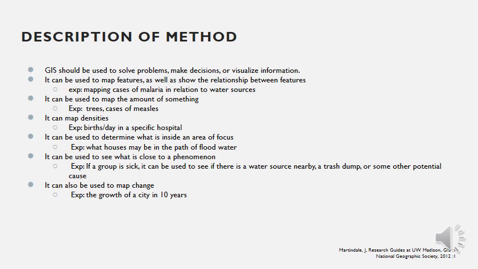It can also be used to map change, such as the growth of a city in 10 years or the deforestation in the last 100 years. GIS can be used by government agencies to determine problems in areas of poverty, or even just which regions of the country have a lot of poverty.